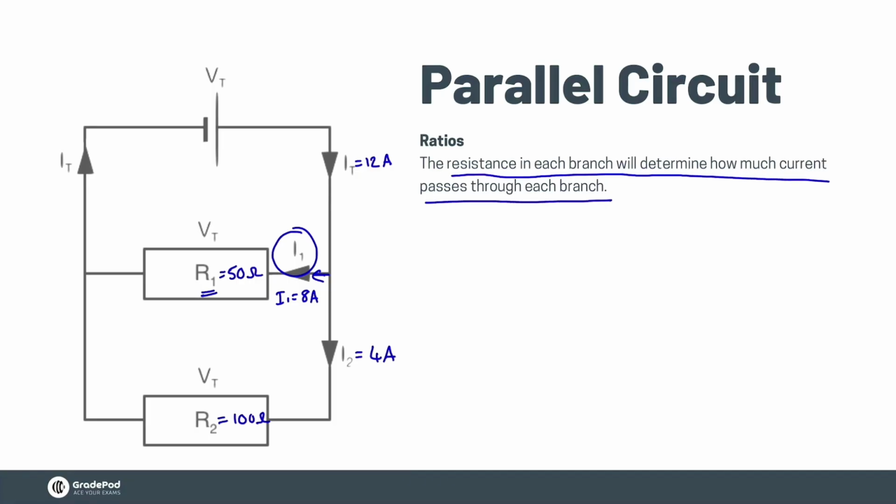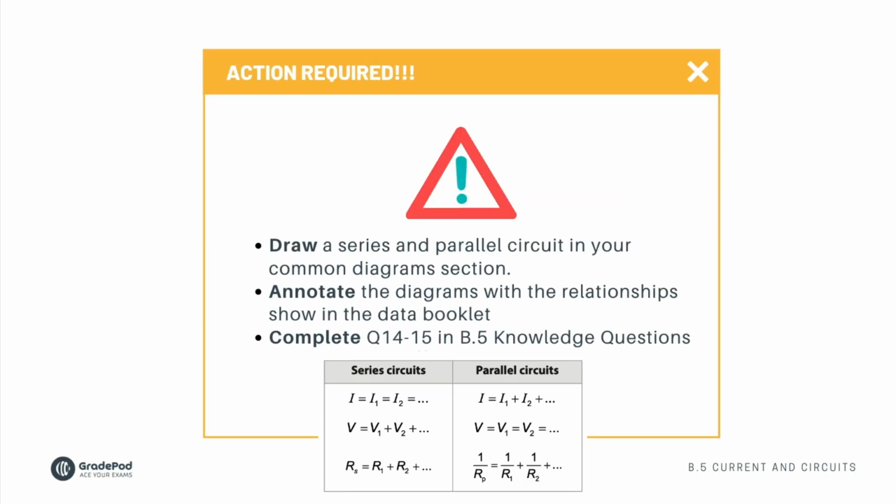Now you can use V equals IR to work these things out with a formula, but if you're particularly mathematically minded, then this ratio idea makes things a bit simpler. Let's head to your revision note template now, and in the common diagrams section, add a series circuit and a parallel circuit.